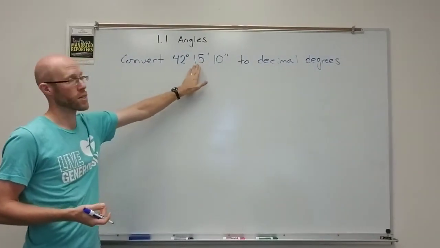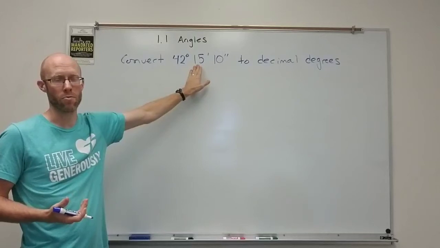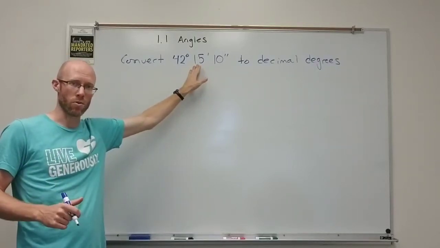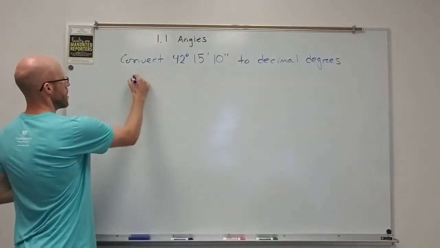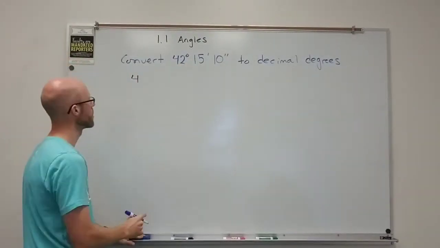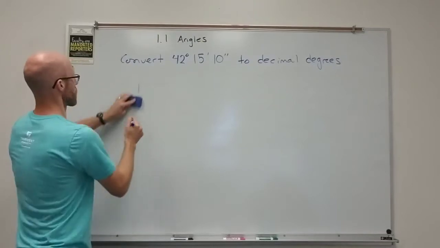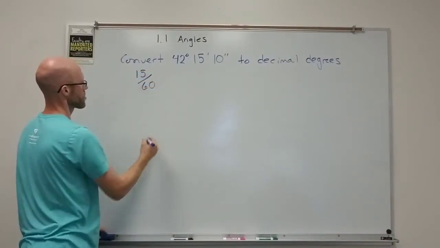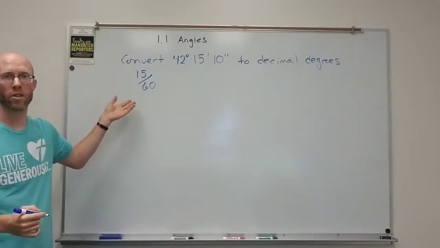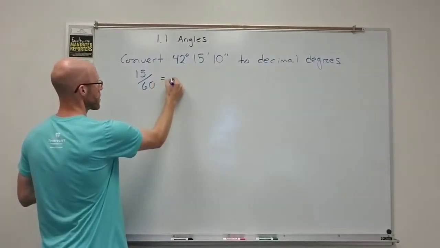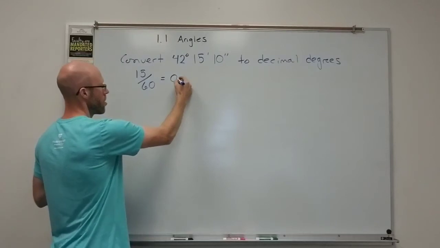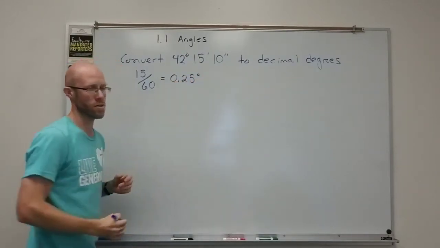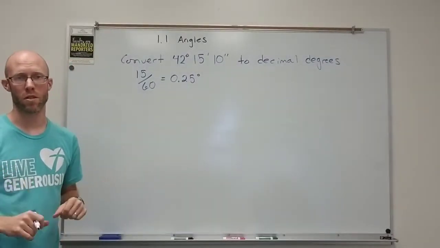To do that, we're going to take 15 minutes, and really 15 minutes is 15/60ths of a degree. So we're going to take, oops, not the 42, we're going to take the 15, divide it by 60, because that's the fraction of a degree, and that's going to equal a quarter, or 0.25 degrees, right? 15/60 is a quarter.